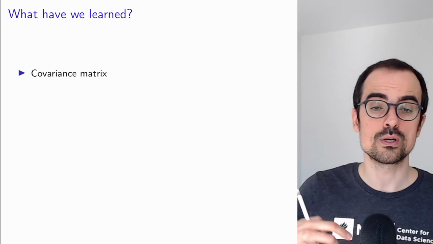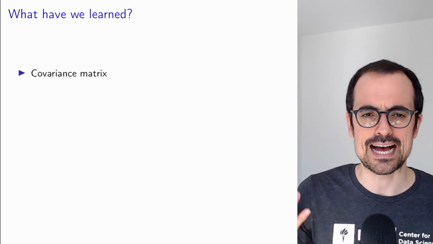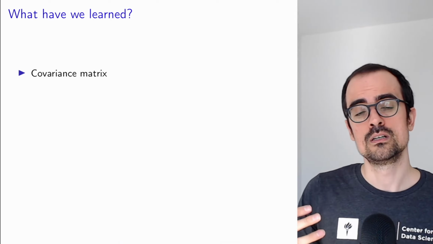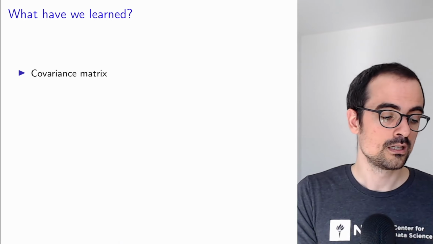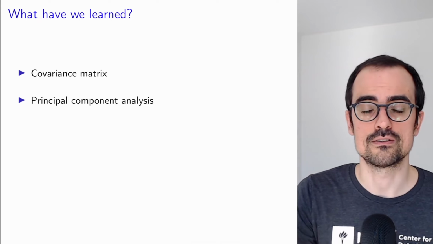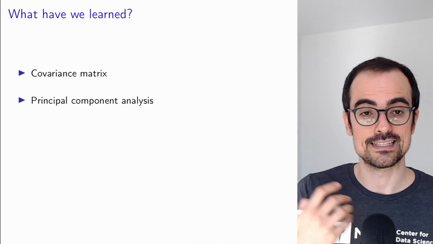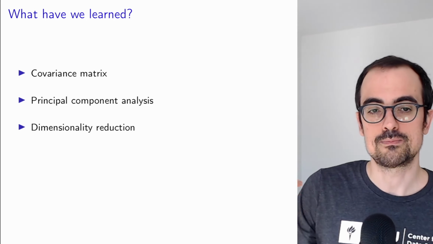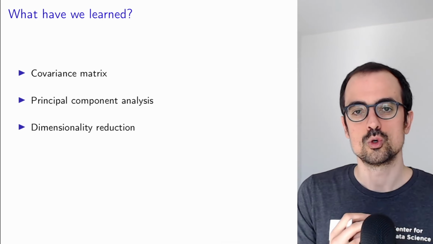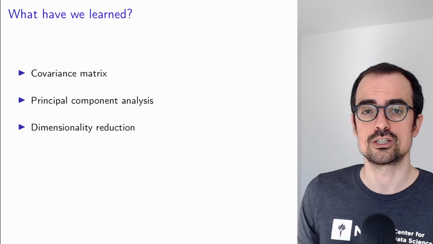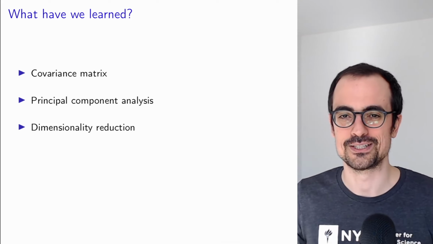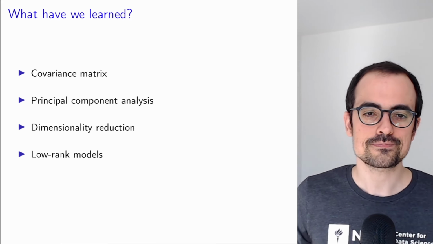Okay, so what have we learned? We have learned about the covariance matrix and how it captures the variance of any linear combination of a random vector or of a data set. We have talked about principal component analysis, which allows us to identify the directions of maximum variance in a random vector or in a data set. We explained dimensionality reduction, where you exploit principal component analysis to obtain an optimal low dimensional representation of your data, optimal if you restrict yourself to linear dimensionality reduction schemes.